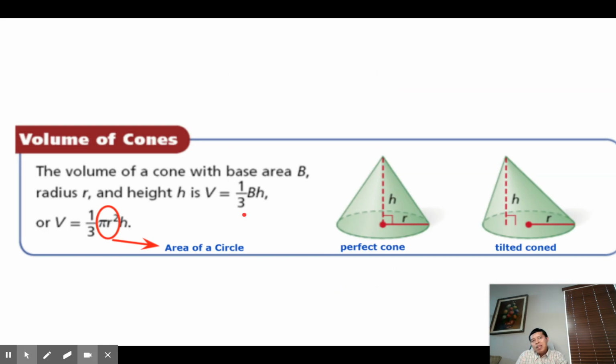So we will be using this formula. V is equal to 1/3 BH. And we have to be specific since the mouth or the base of a cone is circular, a circle. Then we have to use the area of a circle, which is pi r squared. So the formula would be V is equal to 1/3 pi r squared times h, or height of a cone. Now let's apply a specific example.